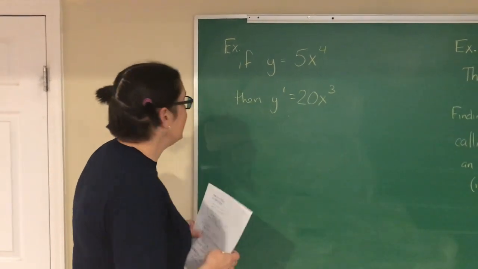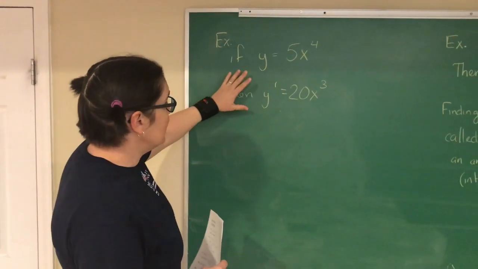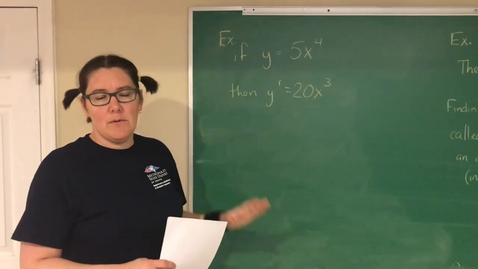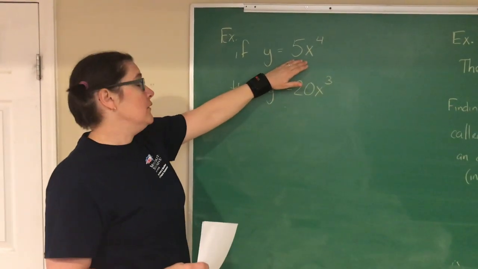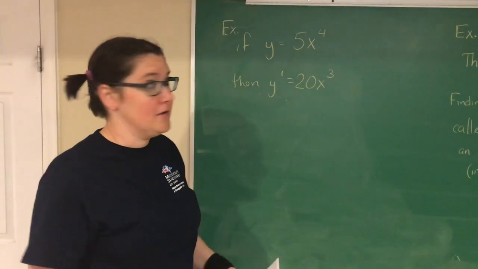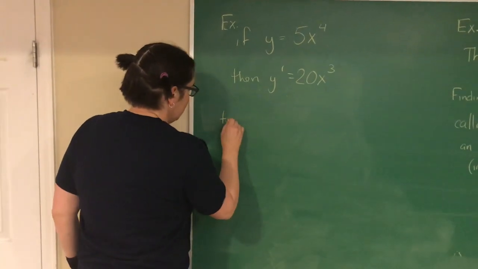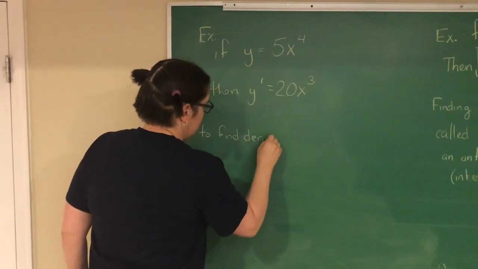So here we are back here with our example. So remember, what we're doing here is that we are thinking carefully about what it means to take a derivative. So everyone who's watching this video is good at finding derivatives. So the derivative of 5x to the fourth is 20x to the third. And I want to think carefully about how we came up with that derivative.